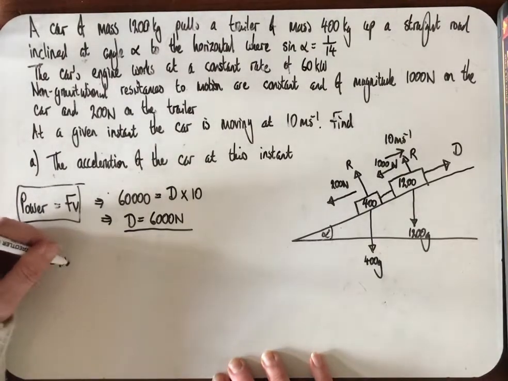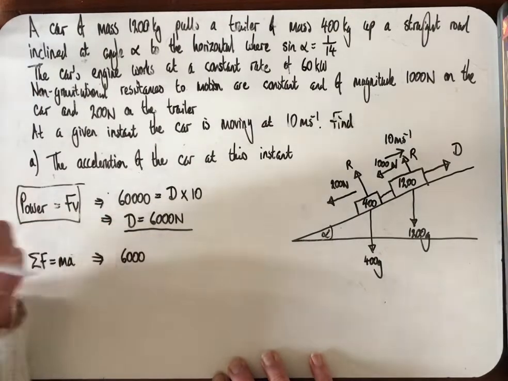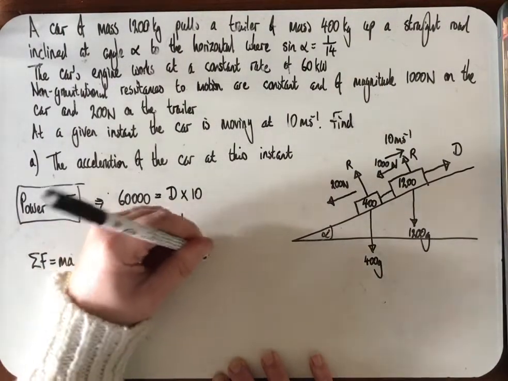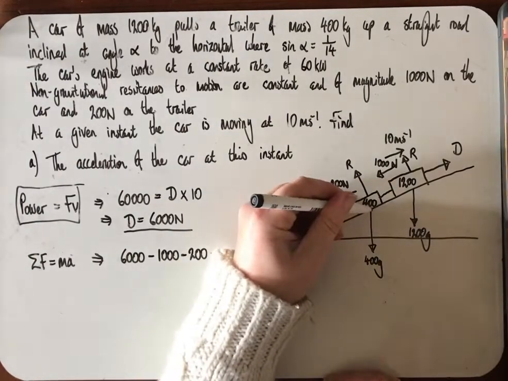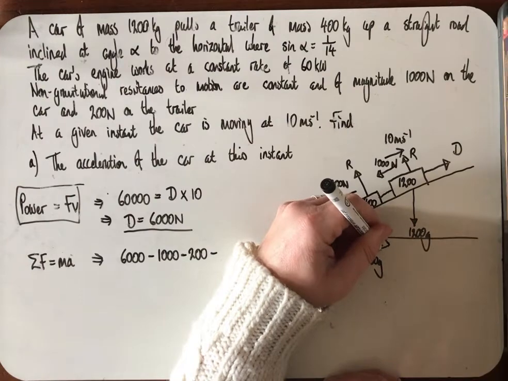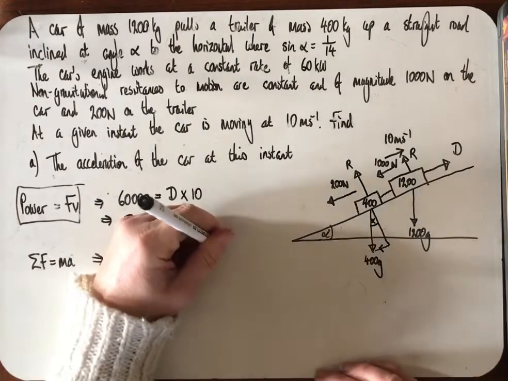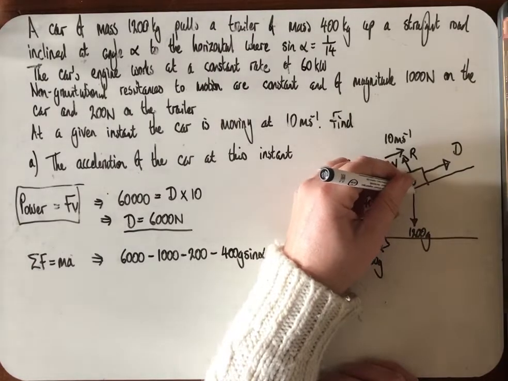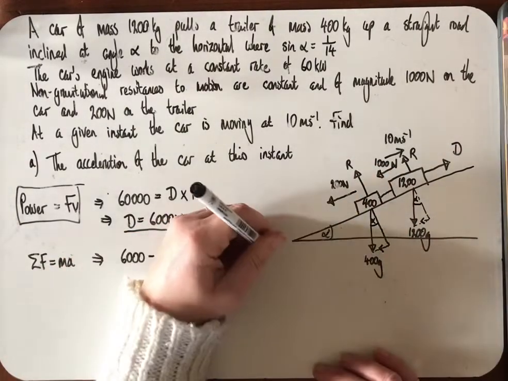It's a good idea just to jot down what you're using as you go along. And so resolving forces, I've got 6,000 going up the slope, and then minus the resistances. I've got minus 1,000, minus 200, and then I need to consider the weight as well. So here, this component of the weight acting parallel to the slope is 400 G sine alpha. Because we want the opposite to alpha, and here, this little bit here, is 1,200 G sine alpha.